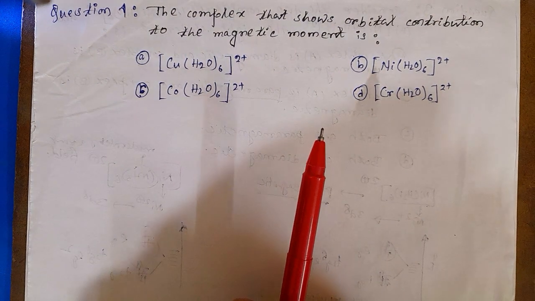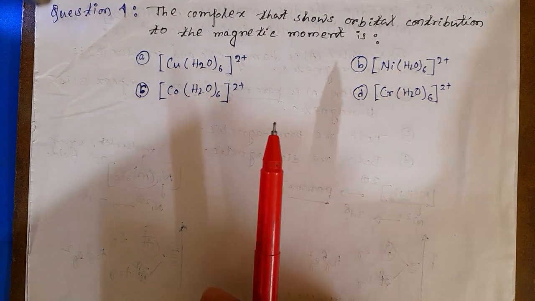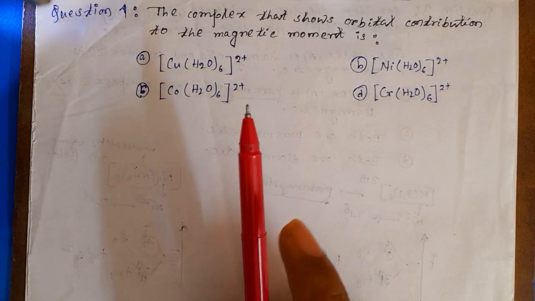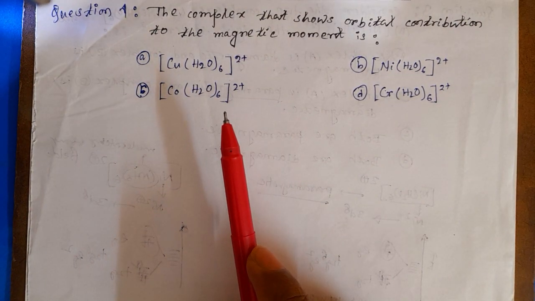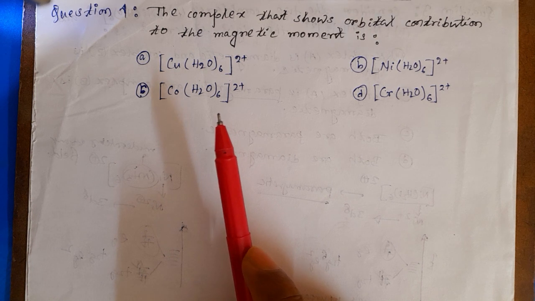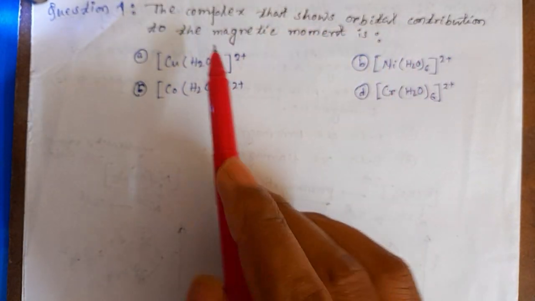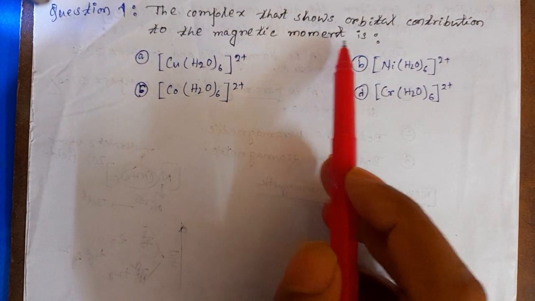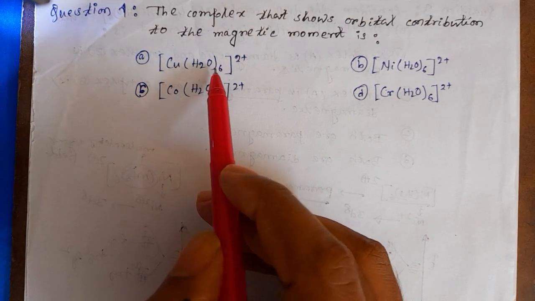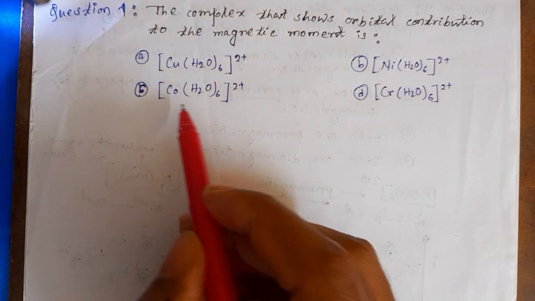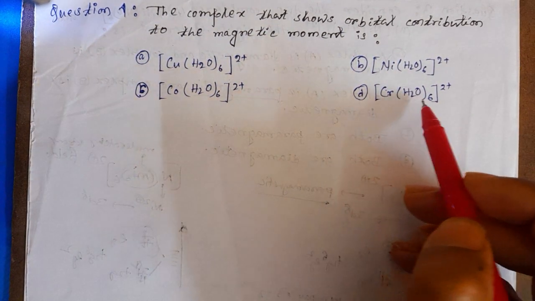So as we are discussing the questions related to the magnetochemistry chapter, the next question of this particular chapter is: the complex that shows orbital contribution to the spin magnetic moment is copper hexaaqua complex, nickel hexaaqua complex, cobalt hexaaqua complex, and chromium hexaaqua complex.